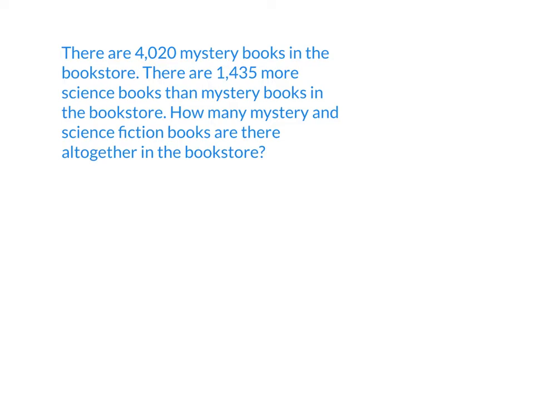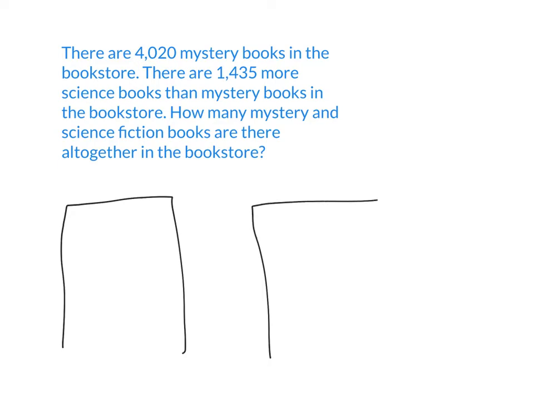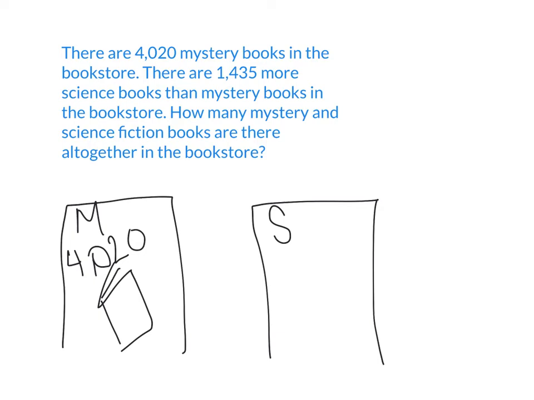There are 2 types of books. Okay, so I see one bookshelf and another bookshelf. One bookshelf has mystery books, and there are 4,020 of them. And then the other bookshelf has science books, and there are 1,435 more science books than mystery books.